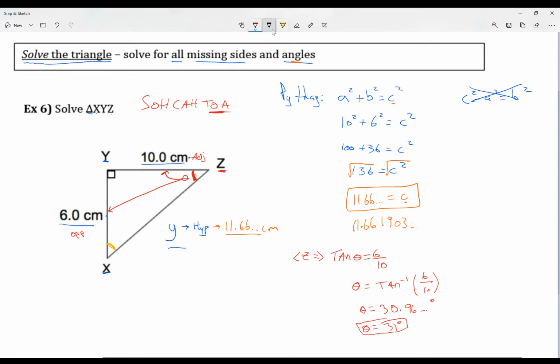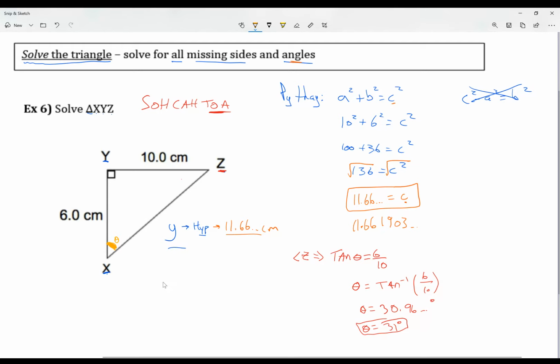Now, we can do the same process to find the other angle, because we need to find all of the angles and all of the side lengths in this triangle, right? That's what the question asked us to do. So now if I want to find angle X, this angle right here, angle X is in the kind of orangey yellow. Let's just call it theta now.